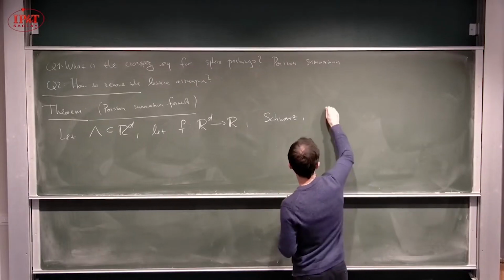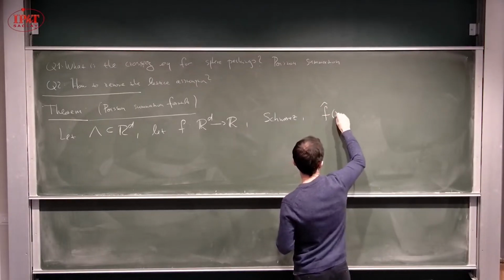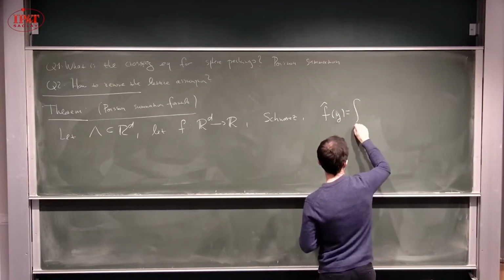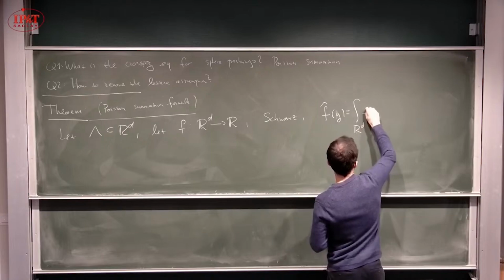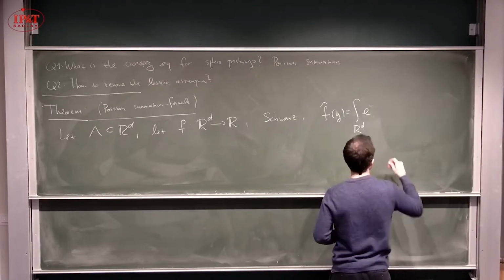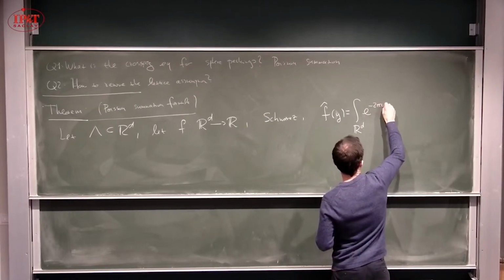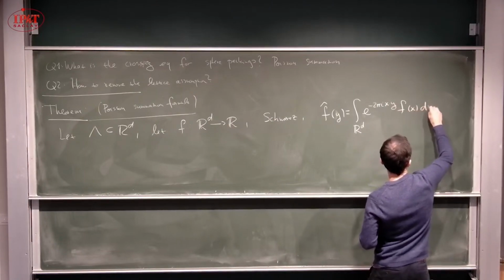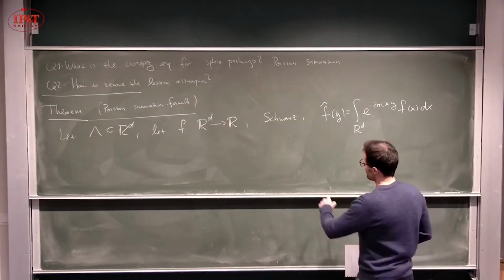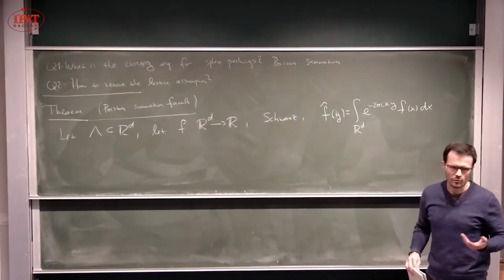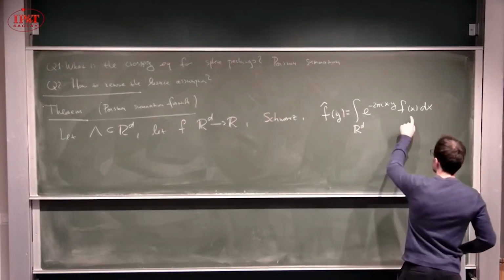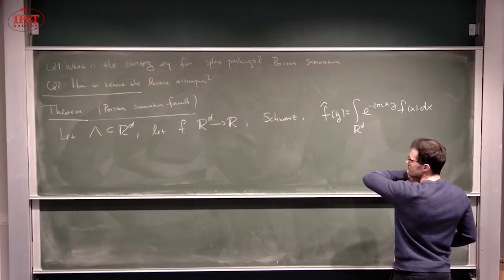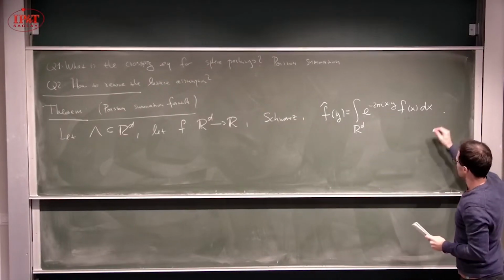And let me denote f hat to be the Fourier transform of f. For the Fourier transform, I'm going to use the following convention: f hat of y is the integral of e to the minus 2 pi i x dot y times f of x dx. The reason why Schwartz is nice is because the Fourier transform is an automorphism of the Schwartz space. So if f is Schwartz, then f hat is also Schwartz, and vice versa.